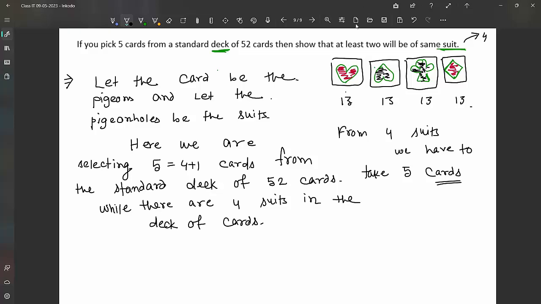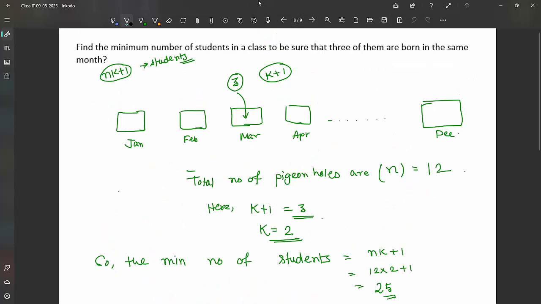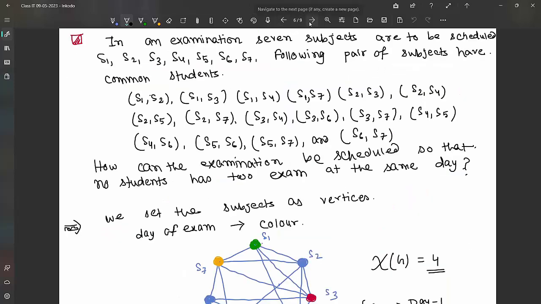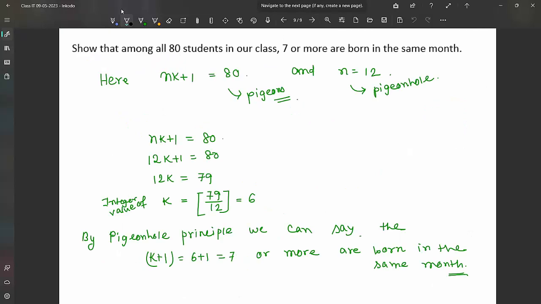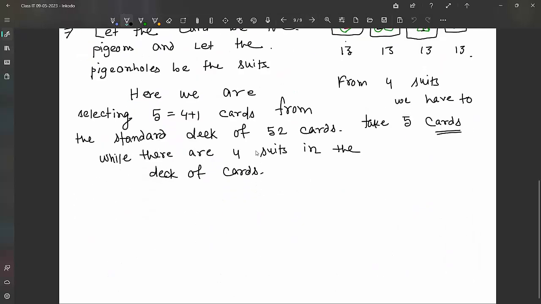Okay, so this is the general standard principle of the Pigeonhole theorem from where we start. If we have n pigeonholes, say 4 pigeonholes, and 4 plus 1, which is 5 pigeons, then at least 1 pigeonhole is occupied by more than 1 pigeon. That means at least 2 pigeons are in at least 1 pigeonhole, and that is what we need to prove. So here we have 4 plus 1 pigeons.